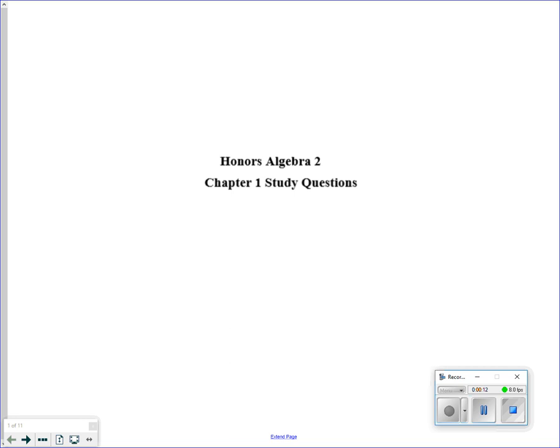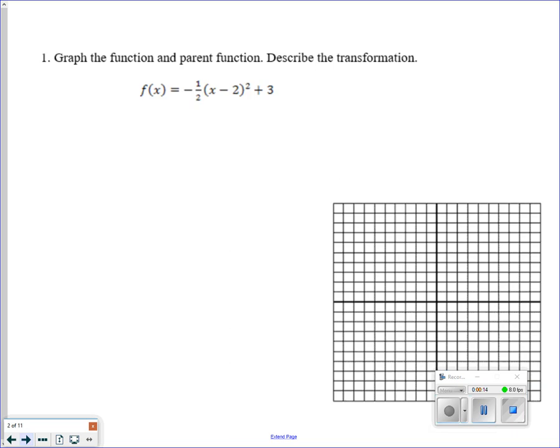And here we go. So the first question, they're asking me to graph the function, a parent function, and describe the transformation. So the parent function for this is y equals x squared, or f of x equals x squared. So I'm going to graph that one first. It's a parabola. So I have points (1, 1), (2, 4). And so I'm going to do the parabola right here in red. So there is the parent function.